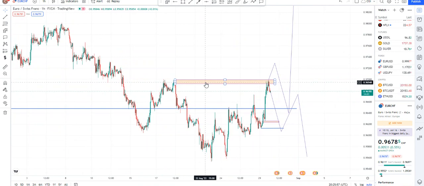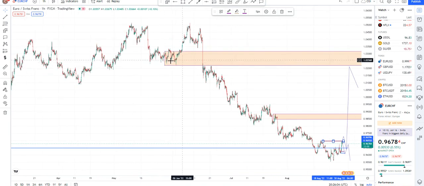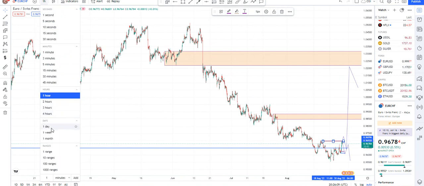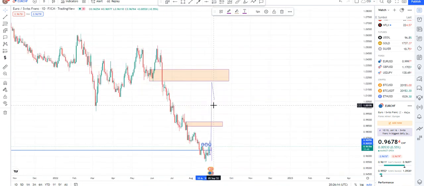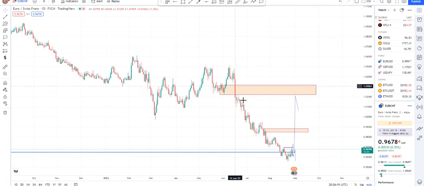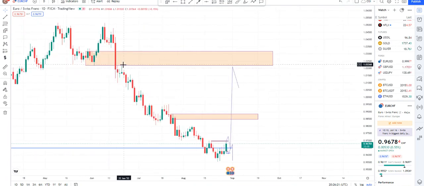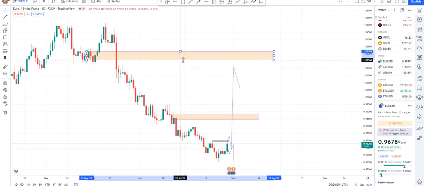This upper one, this one here, I think this is a mitigation block on a daily chart. You can see it, a mitigation block on a daily chart. And we have an imbalance there that has not been mitigated at all. This range structure did not really mitigate that zone up there. So this is a mitigation block on a daily chart.